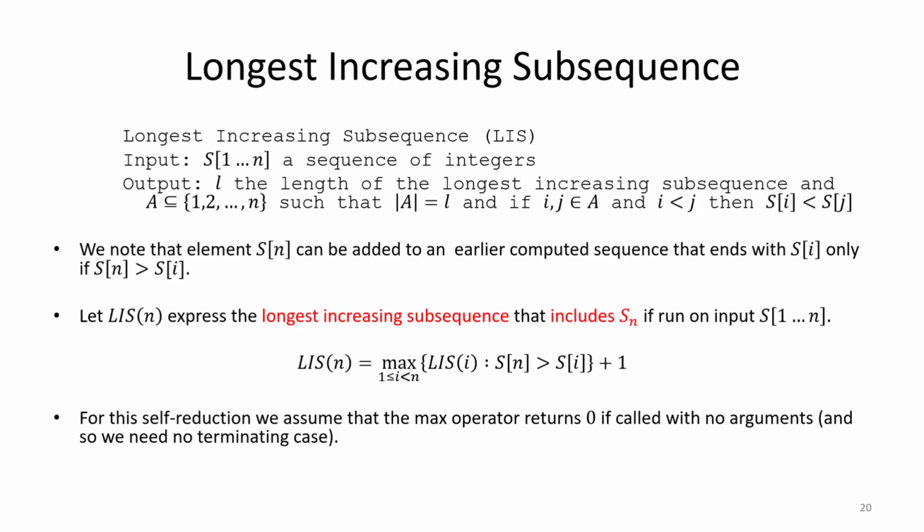If we take the maximum of 0 elements here, and then we add 1 at the end, that's saying we would just let Sn be a list all by itself. We are adding it to the end of an empty list, a list of size 0. So in this self-reduction, we're going to assume that this max operator returns 0 if it's called with no arguments. That's what I've said here. And that means we actually don't need any terminating case. Now let's see why that is.